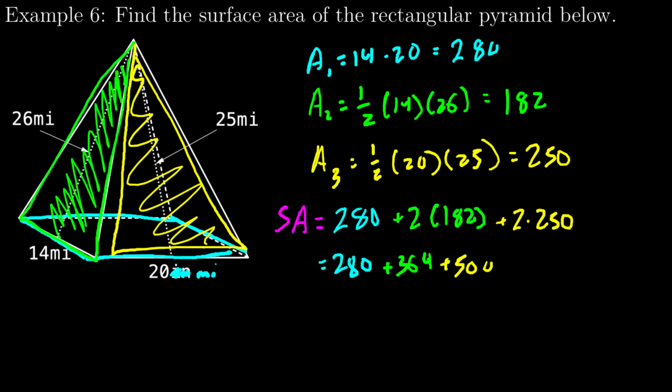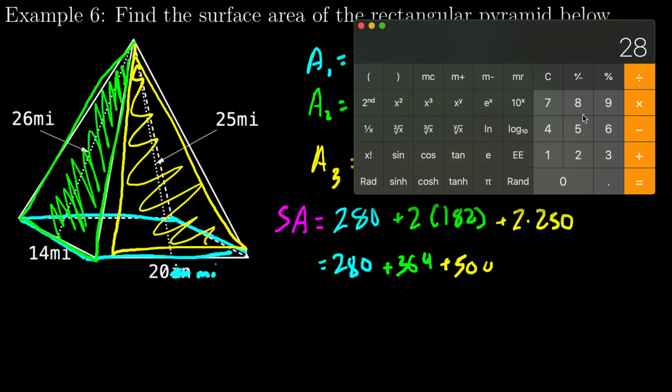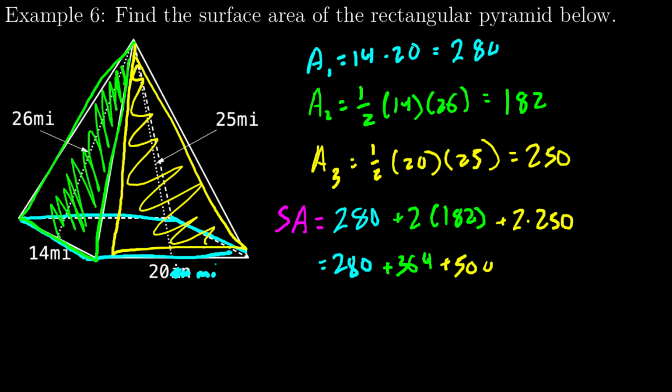And now I'll go to the calculator and add these up. So I have 280 plus 364 plus 500. And that gives me 1,144. So 1,144. It is an area. These are in miles, so this will be in miles squared or square miles.